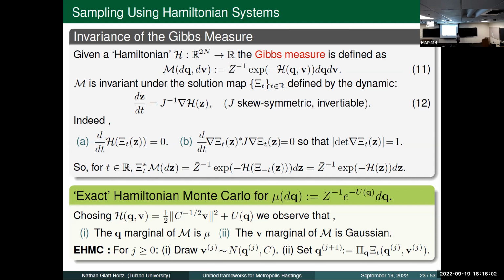I draw a Gaussian, and then I push this forward in my Hamiltonian dynamics.